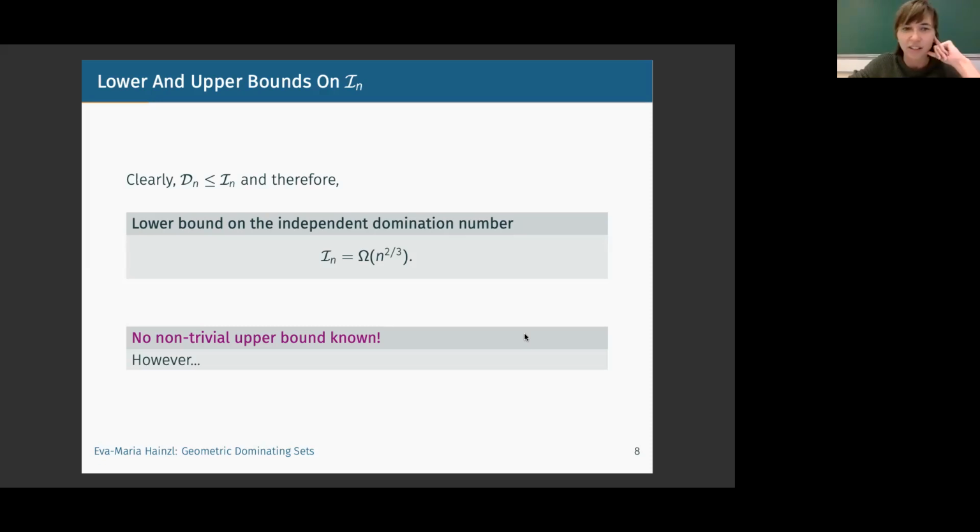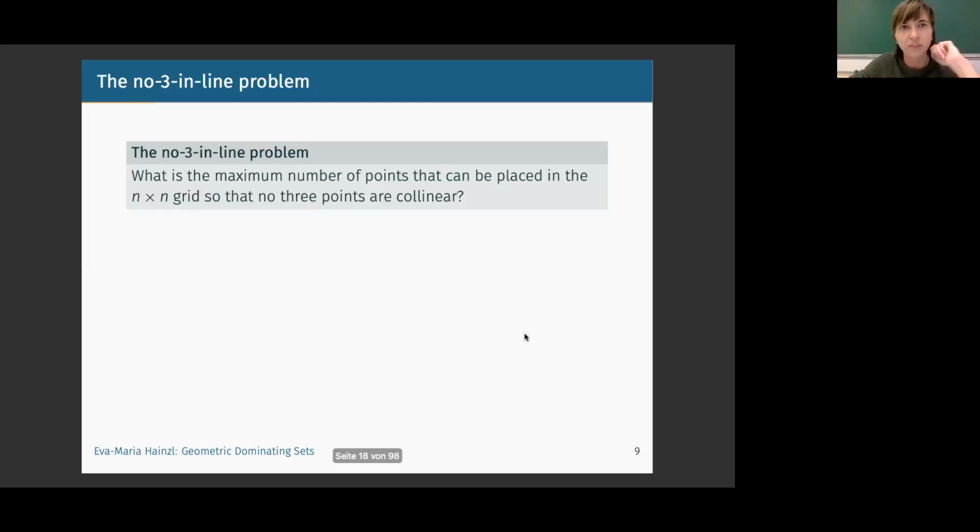However, there's a conjecture on a very connected problem. It's called the no-3 line problem, and this is an open problem. It's been an open problem for more than 100 years now. So if you're looking for a real challenge, this is maybe the thing that you're looking for. The no-3 line problem asks for the maximum number of points that can be placed in the n times n grid, so that no 3 points are collinear.